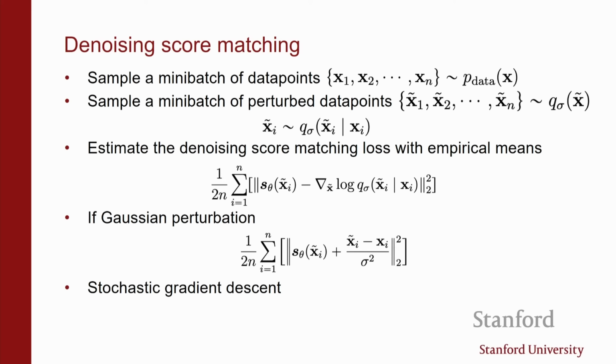Why is it denoising score matching? Because we're matching to a perturbed data point, right? How does it help with denoising? So if you think about when this loss is 0, maybe I have it on the next slide.